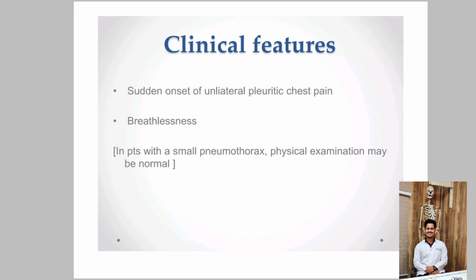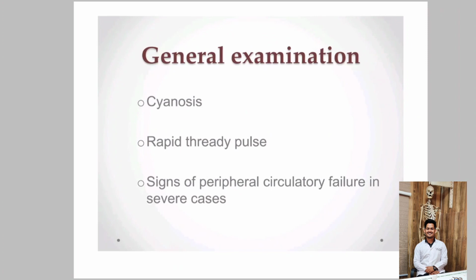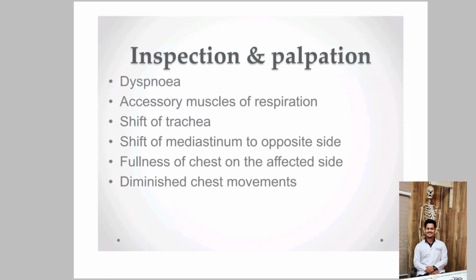And there will be some symptoms like sudden onset unilateral pleuritic chest pain. Along with that, the patient will be breathless. On general examination, you will find cyanosis, rapid thready pulse, and there will be signs of peripheral circulatory failure. In examination, inspection and palpation, there will be dyspnea.